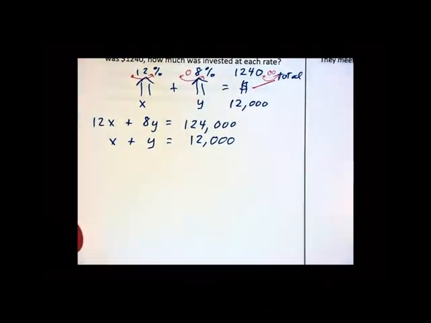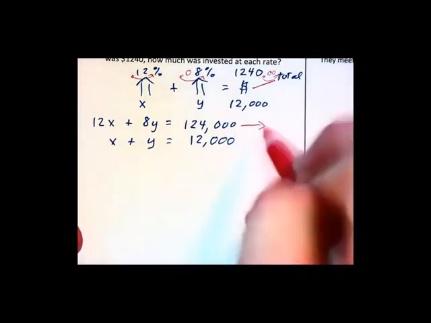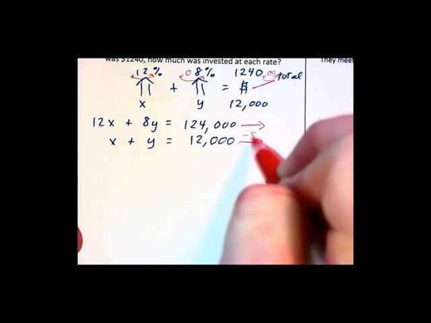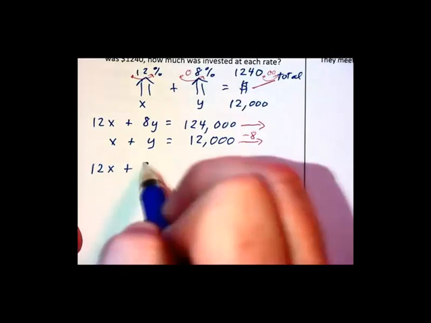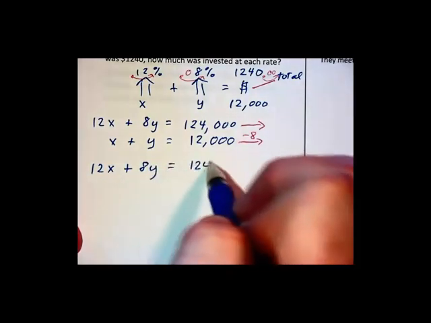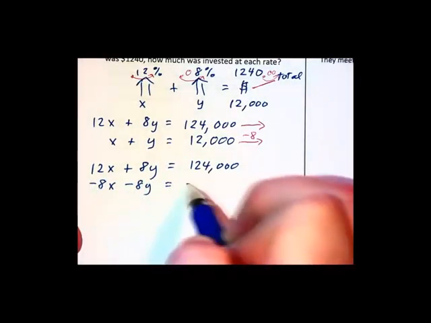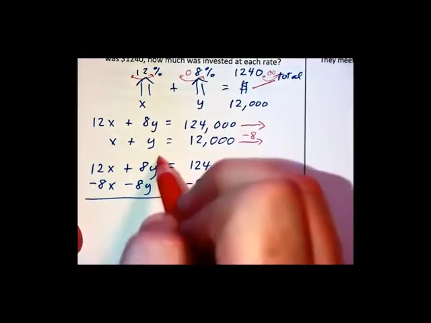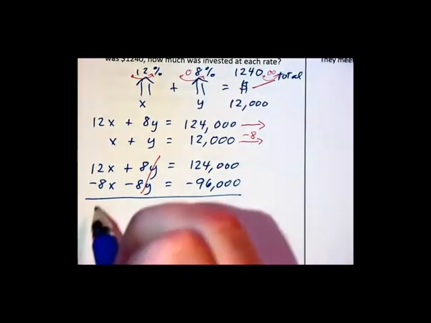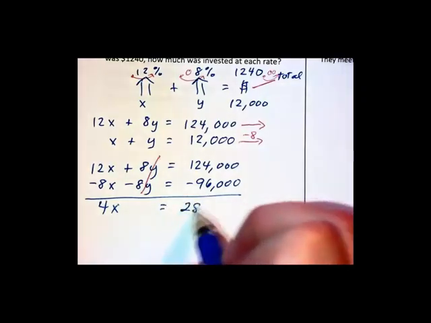I'm going to cancel out the y's with a negative 8y. So top equation, no change. Second equation, I'm going to multiply through by negative 8. Rewriting the system, first equation, 12x plus 8y equals 124,000. No change there. Second equation becomes negative 8x minus 8y equals negative 96,000. Cancel out those y's. Add down, 12 minus 8 makes 4x. Subtract down on the right to get 28,000.